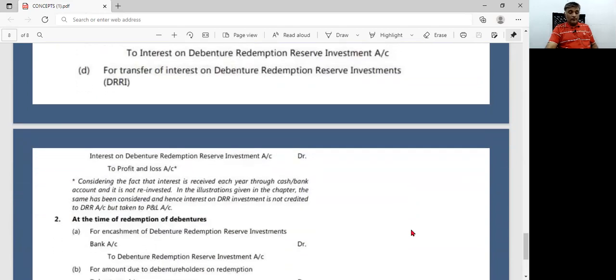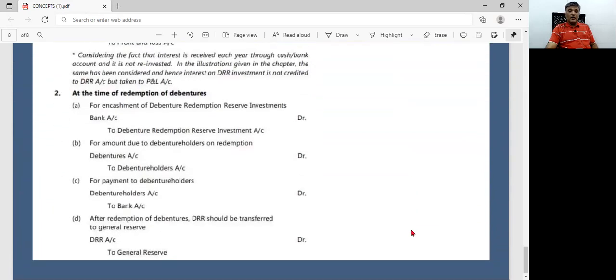Now, during the last stage, when you're going to redeem the debentures, you need to first liquidate the investment. Am I right? So bank account debit to DRRI. That is the first step. And once you've done that, you need to repay the debenture holders. So debenture to debenture holders, and then debenture holders to bank. You just transfer the amount payable to debenture holders, and then we say debenture holders to bank.